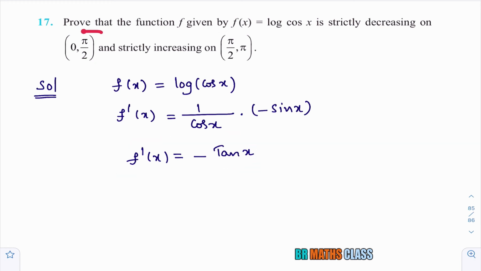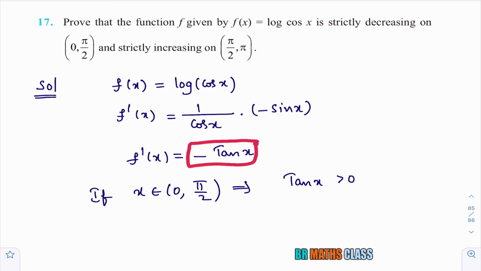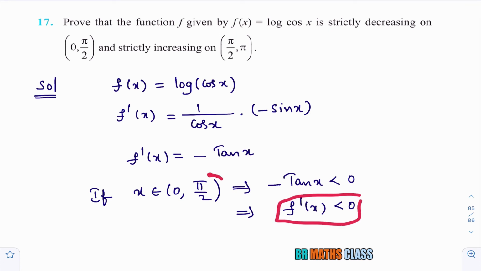Now you check that on this interval f dash of x is greater than 0 or less than 0. If x belongs to open interval 0, pi by 2, that means x is in first quadrant. When x is in first quadrant, what do you know about tan x? Tan x is greater than 0. But here minus tan x is there. For a positive number, if you multiply with a negative sign, then it will become negative. So minus tan x is less than 0. Minus tan x is f dash of x. F dash of x is less than 0 when x belongs to this interval.